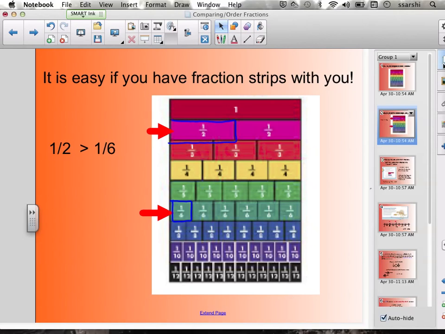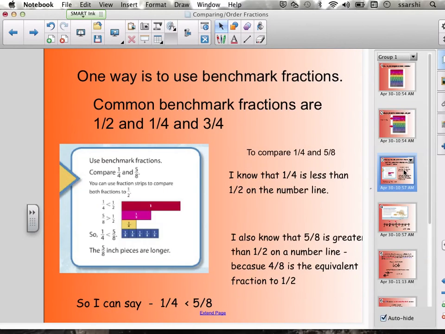But what do you do when it's not that easy? The first way to look at it is to see if you can use benchmark fractions. Common benchmark fractions for us all to look at are 1/2, 1/4, and 3/4. Those are fractions we come into contact with all the time in everyday life.